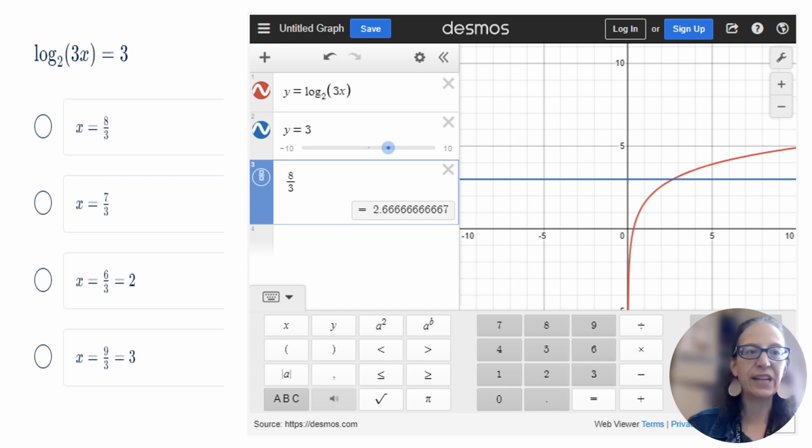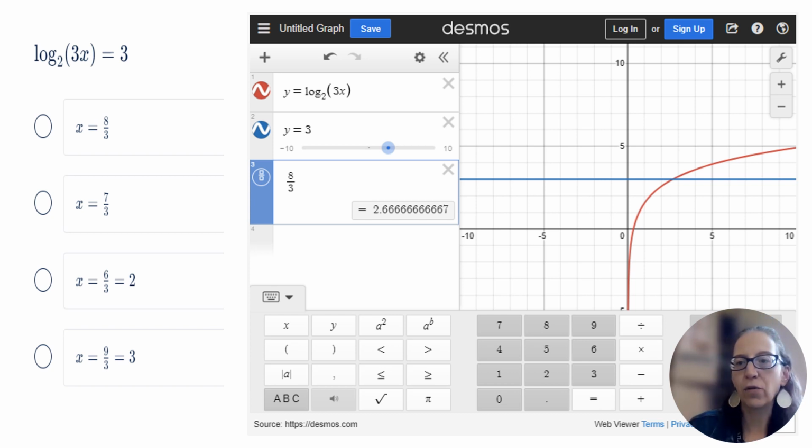So hypothetically, I am staring at this equation. I do not know how to solve it. So I'm going to graph the left, y equals, and then I need to find the log base. I need to go into this menu, and I want to make sure I'm picking the correct one. So this will be log base 2 of 3x on one of my equations. And the other equation is going to be y is equal to 3.